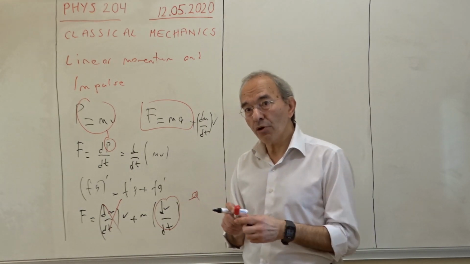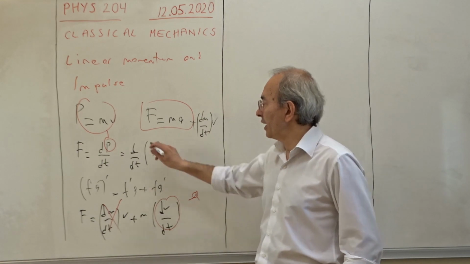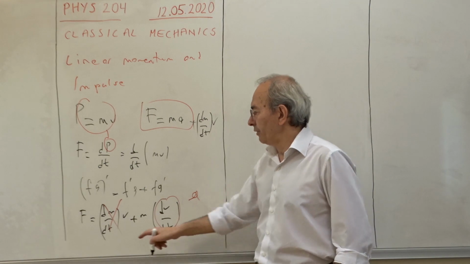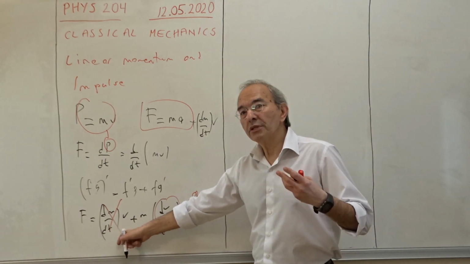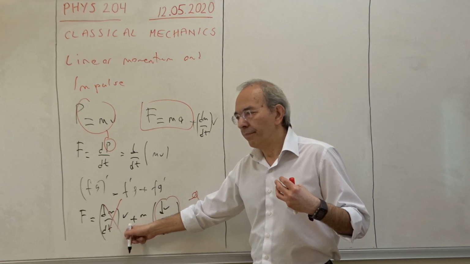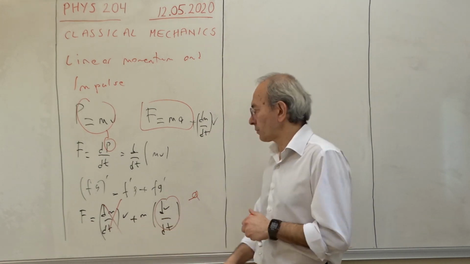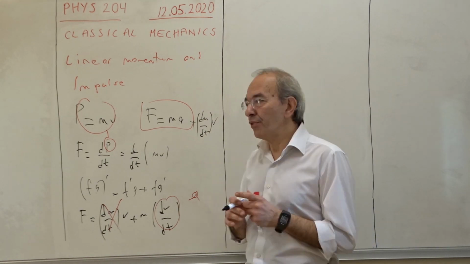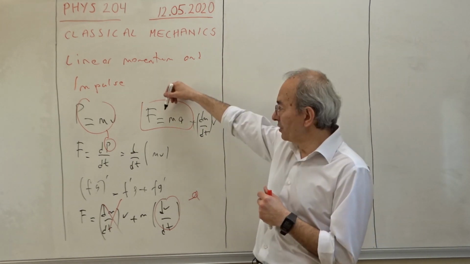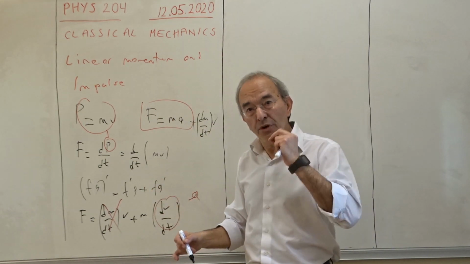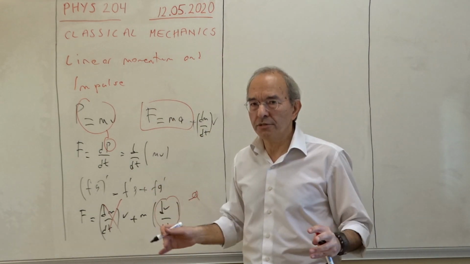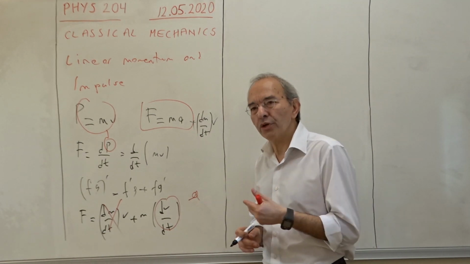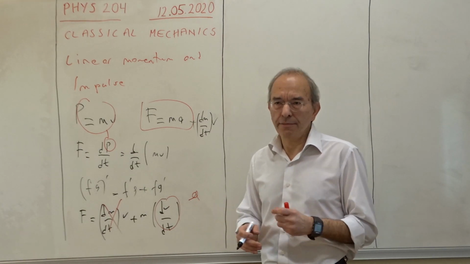So from now on, please be careful that F is not only m times a, but it also has a second term which comes from the probable change of mass in time and the velocity of the object. Alright, so F equals dp by dt is a more general expression than just F equals m times a, because in this case we already assume that the mass does not change. But why not? Because in some other cases, the mass of the moving object may change as well.